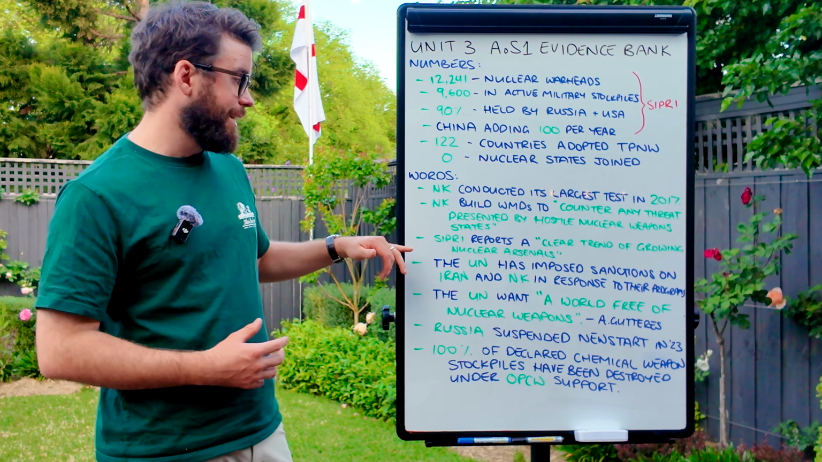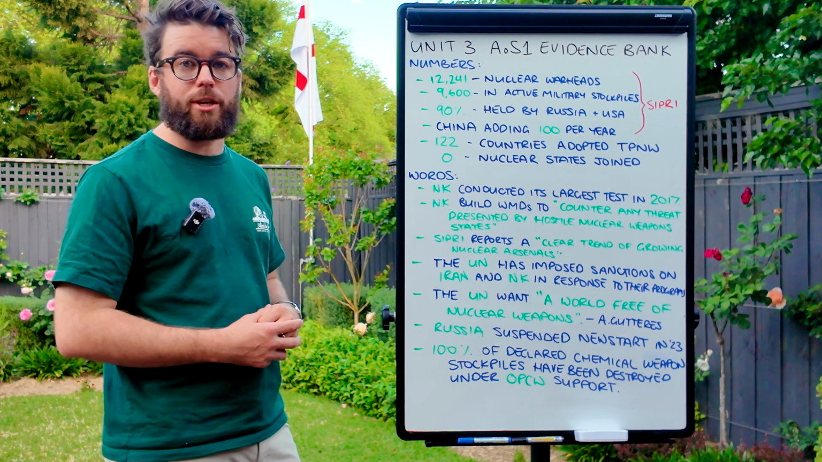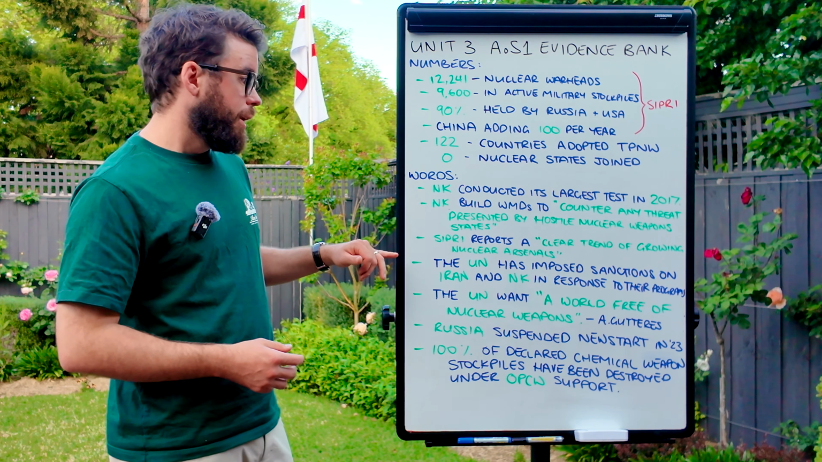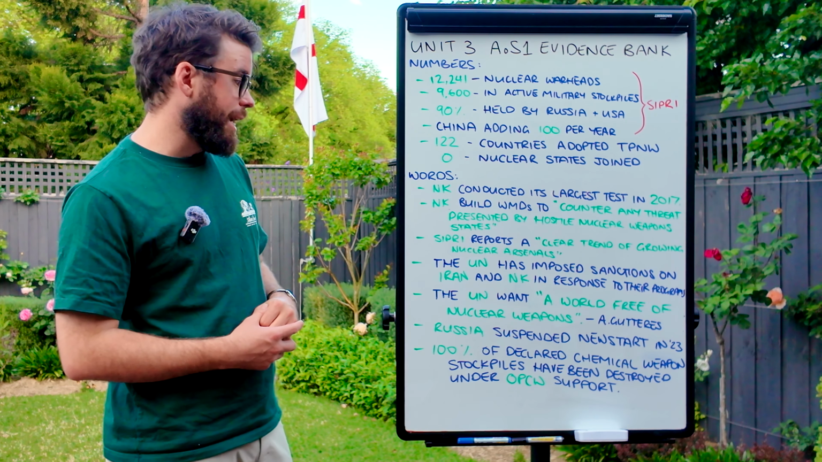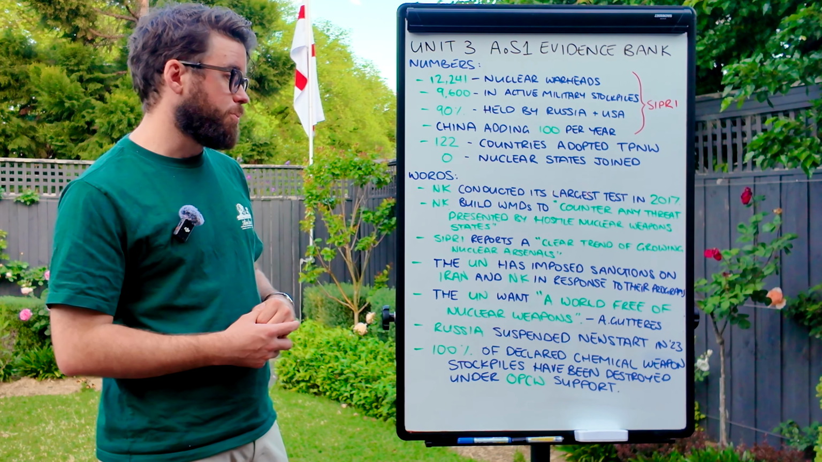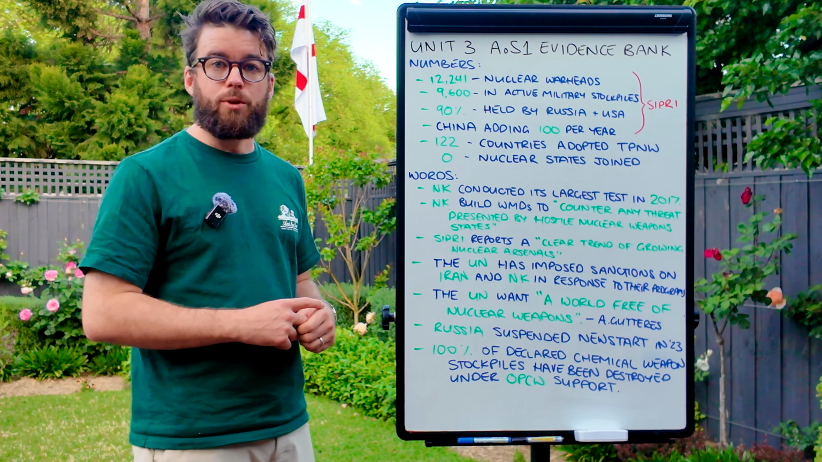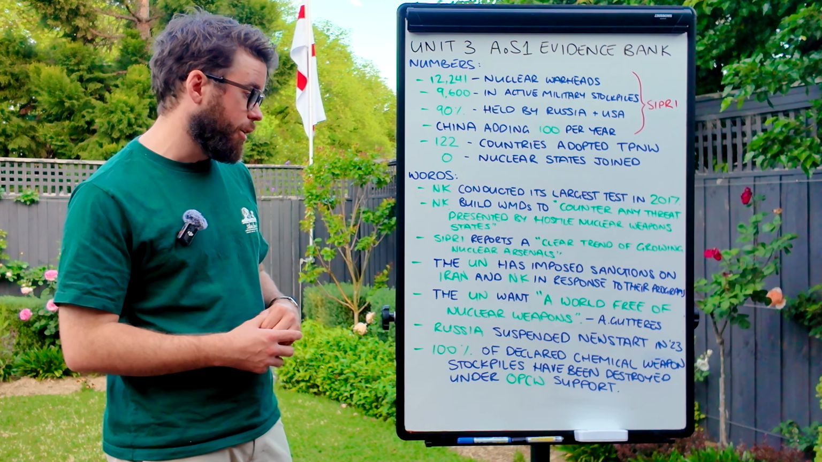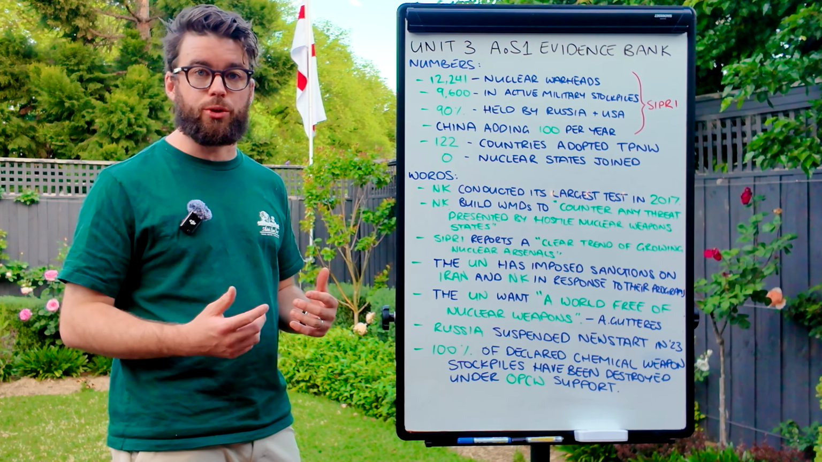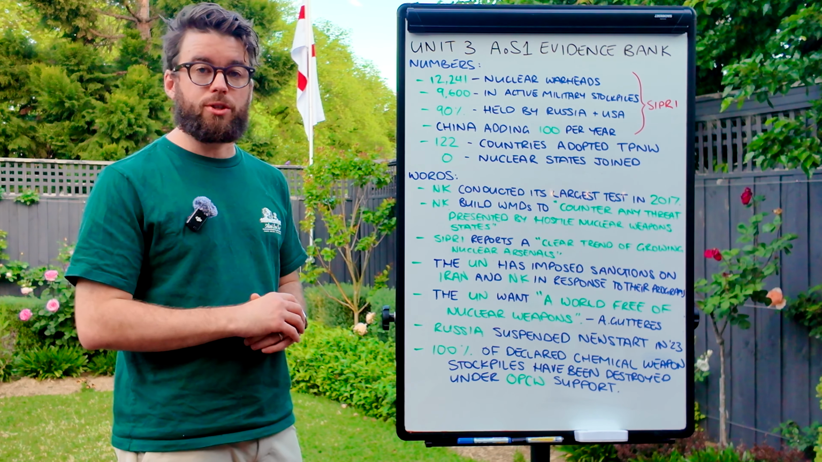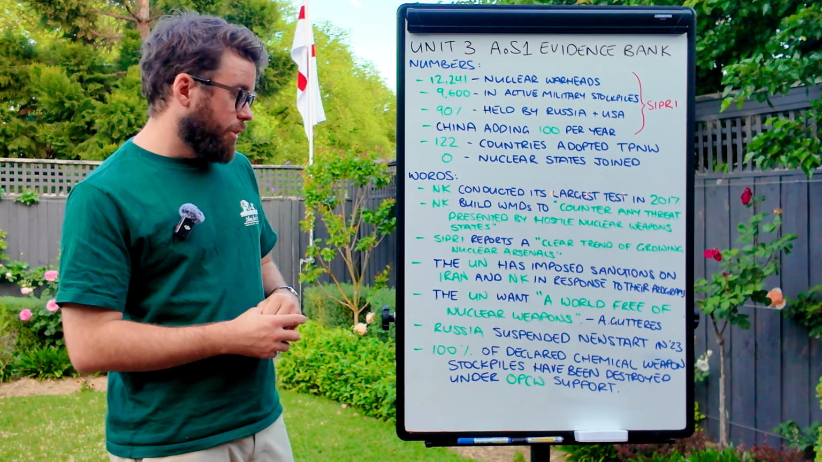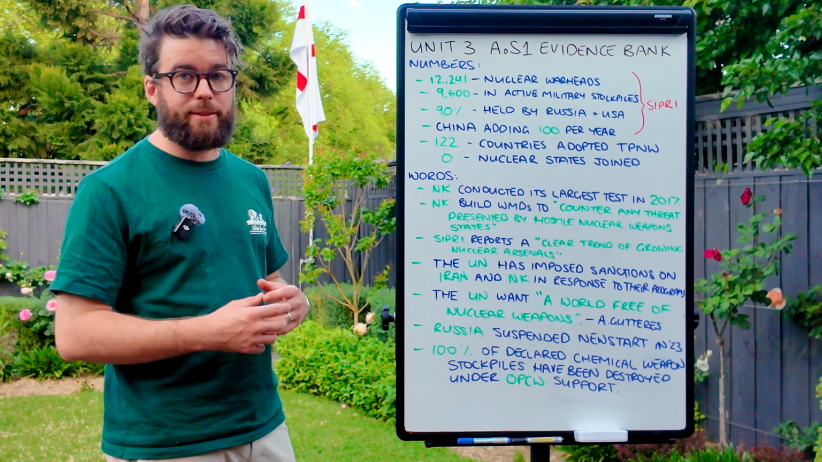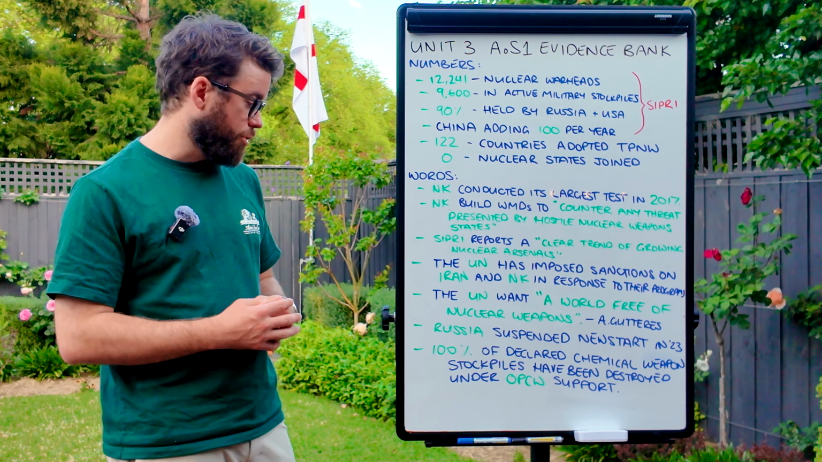SIPRI reports a clear trend of growing nuclear arsenals. That's important to causes of the issue. The UN has also imposed sanctions on Iran and North Korea in response to their nuclear programs. You could use that. The UN want, quote, a world free of nuclear weapons. So that is a way to explain the response of the UN, and Guterres said that. Russia suspended New START in 2023. There's another response of a global actor you could throw in.